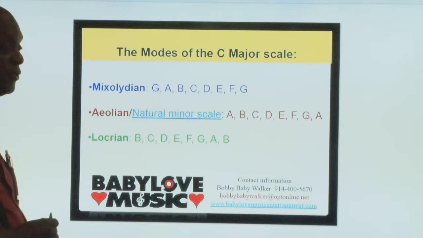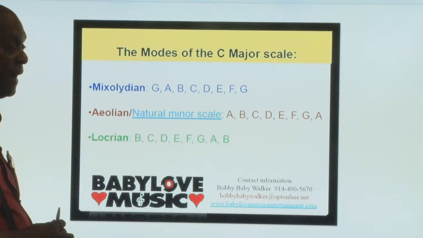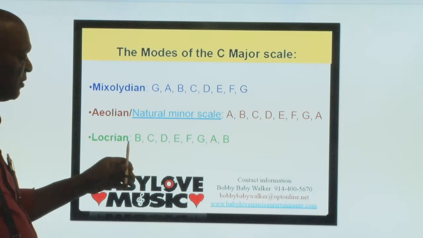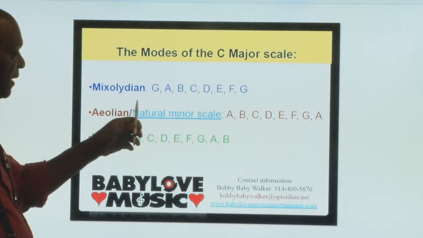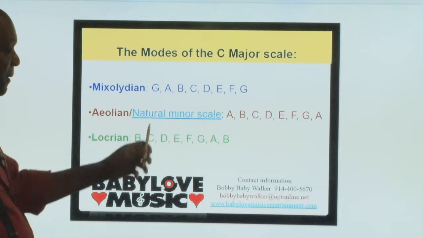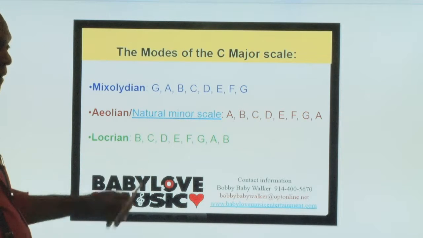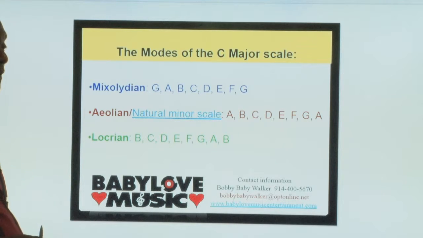Okay? The major scale of C, its Locrian starts on B, all right? Because B is the last note of the 7 letters of the musical alphabet. So, anyway, B, C, D, E, F, G, A, B. All right? So you see that these letters, as we go up, they follow a particular sequence, right? A, B, C, D, E, F, G. B, C, D, E, F, G, A, B.